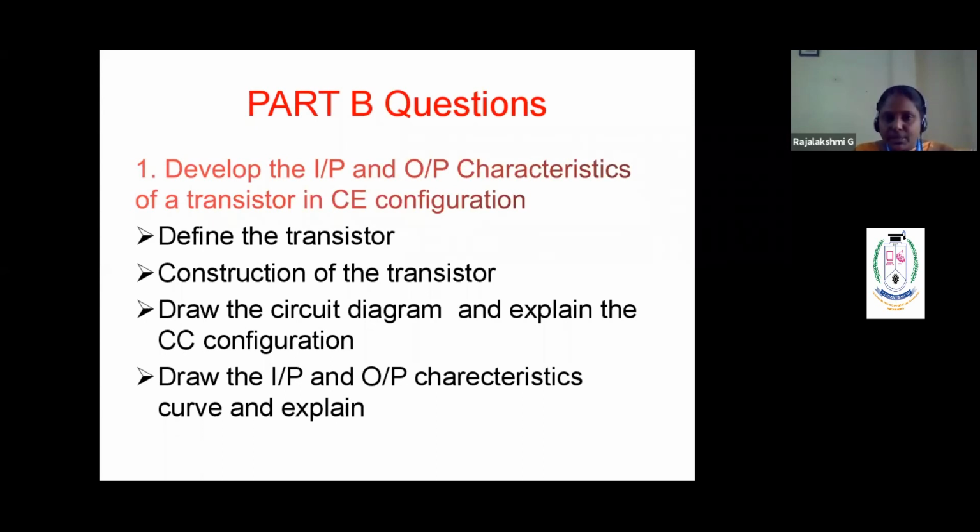Next, construction of the transistor. Construction means what? Emitter, base and collector, and you have to talk about the size of the emitter, base and collector, and tell the concentration of doping in each. Say the emitter will be doped heavily, the base will be doped very lightly, and the collector will be doped moderately. All that information you have to give, and the size also.